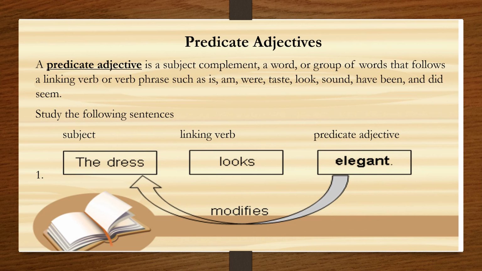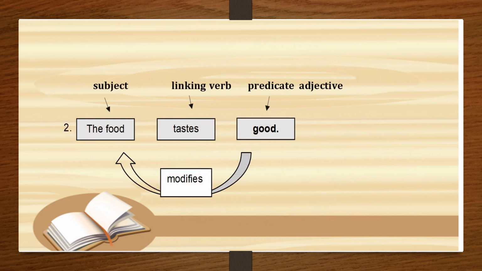Now, study the following sentences. The dress looks elegant. The dress is the subject, looks is the linking verb, elegant is the predicate adjective. In this sentence, the word elegant modifies the dress. Another example, the food tastes good. The food is the subject, taste is the linking verb, and good is a predicate adjective. In this sentence, the word good modifies the food.